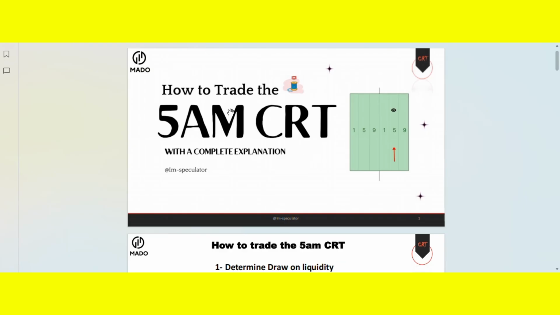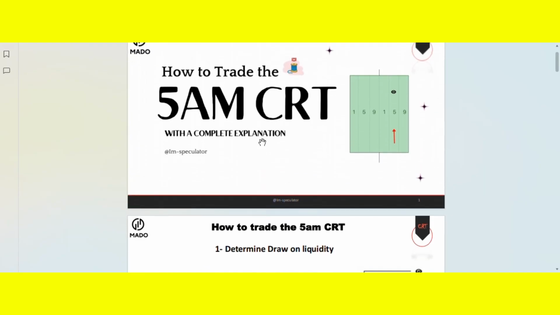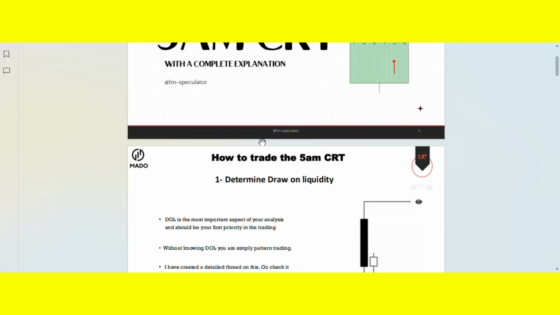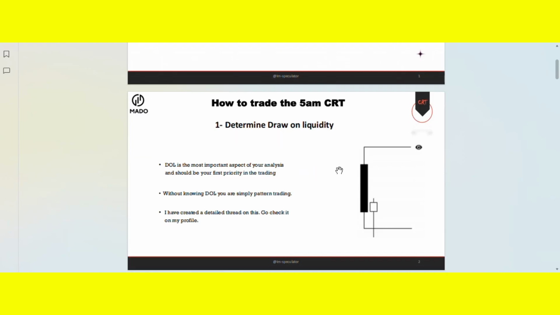So first and foremost, that is how to trade 5am CRT. First we say CRT stands for the candle range theory. Before even 5am CRT, the time is on New York time. If you are in Kenya, it's around 4 p.m. This is the New York session. So the first thing first, how to trade 5am CRT.